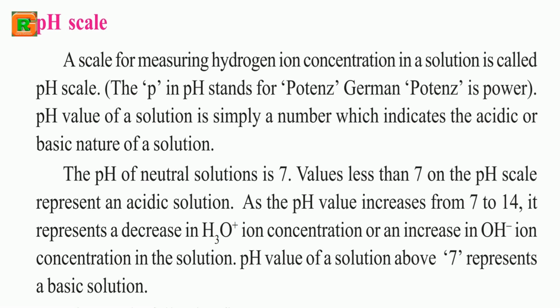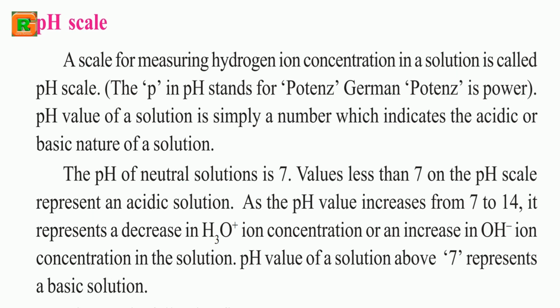Today we are going to learn about the pH scale. A scale for measuring hydrogen ion concentration in a solution is called the pH scale. The P in pH stands for Potenz. In German, Potenz is power. The pH value of a solution is simply a number which indicates the acidic or basic nature of a solution.